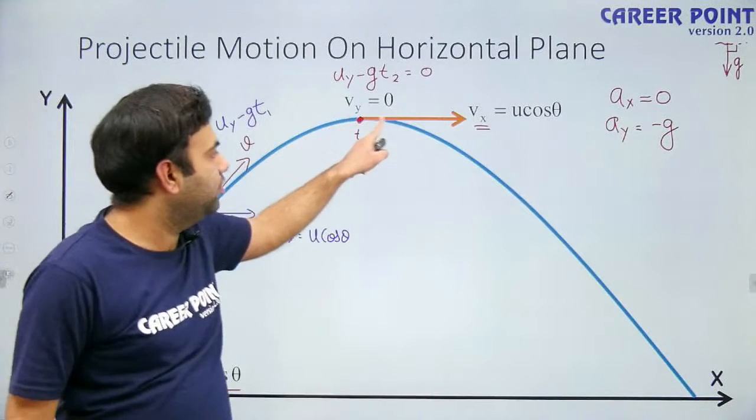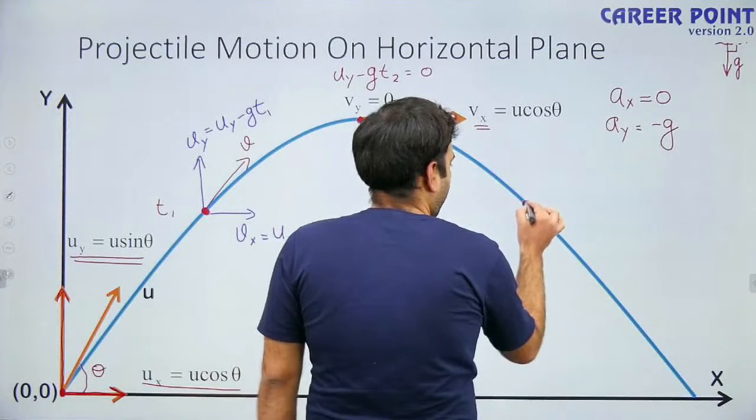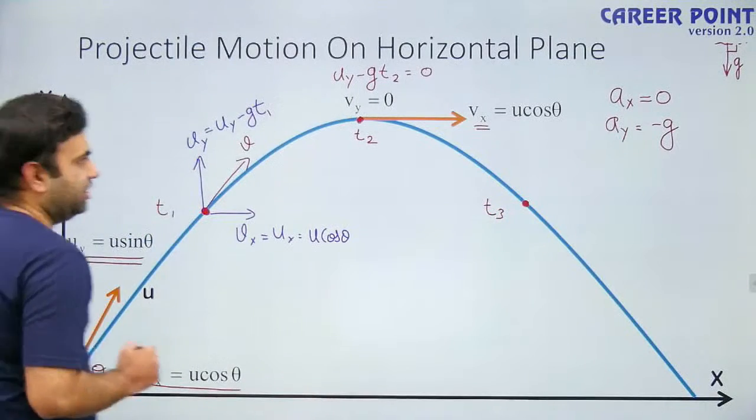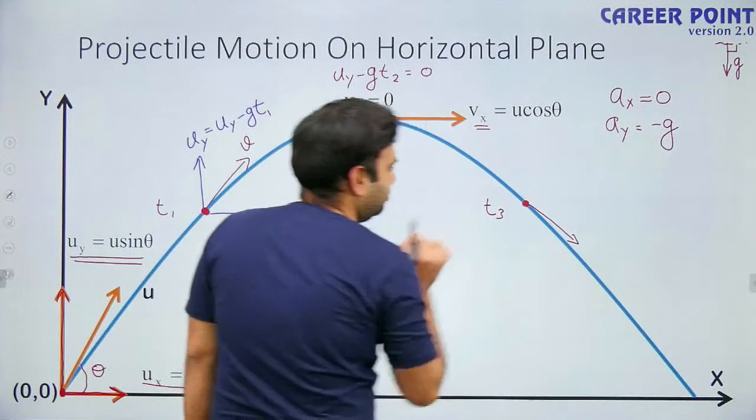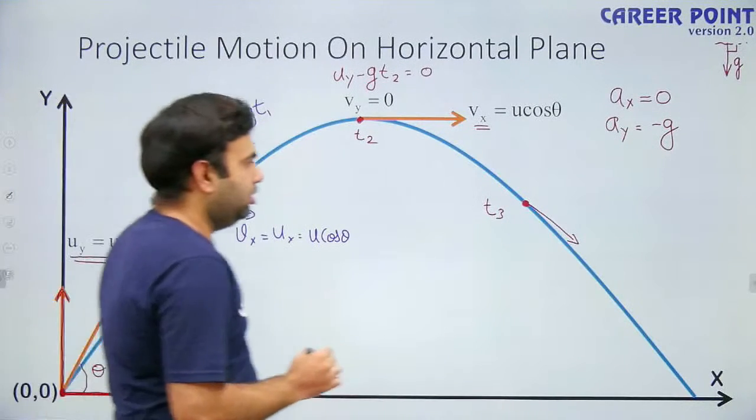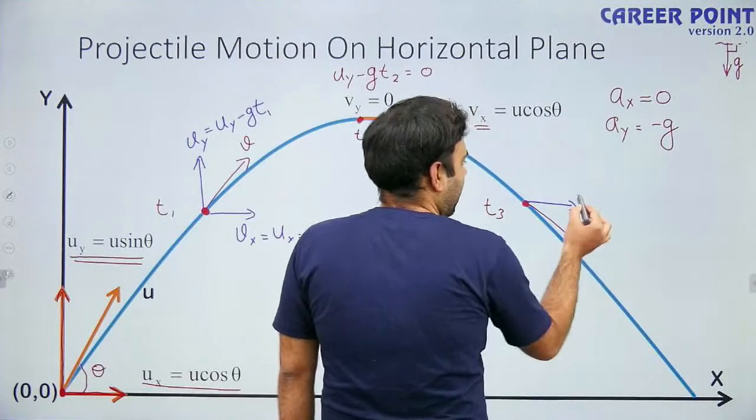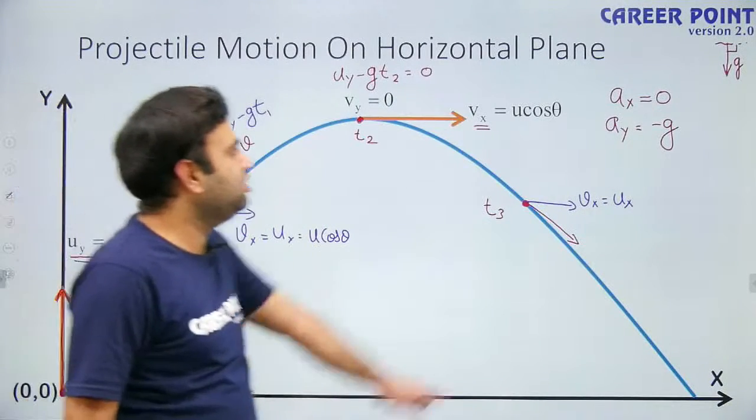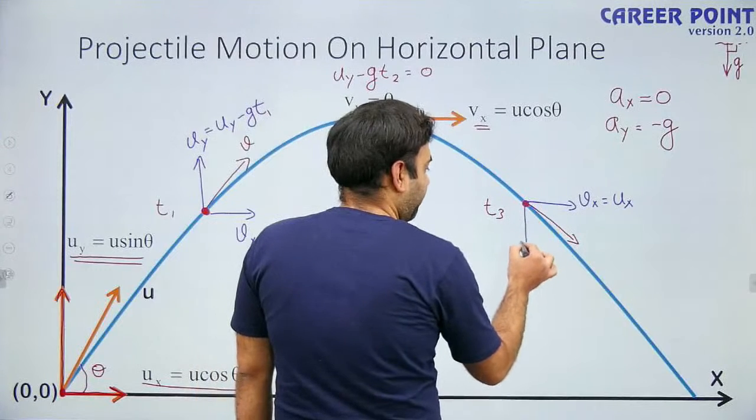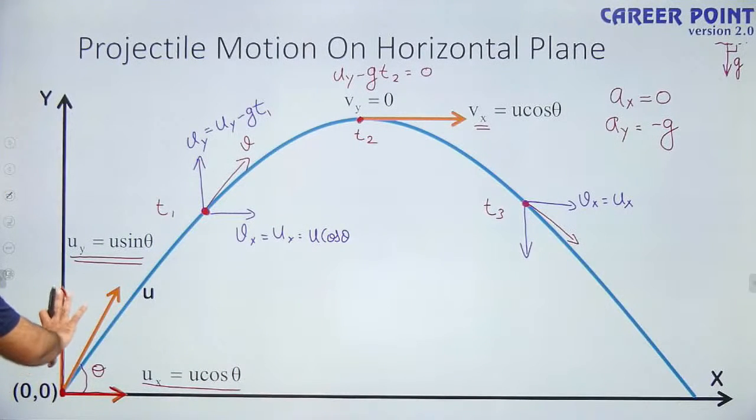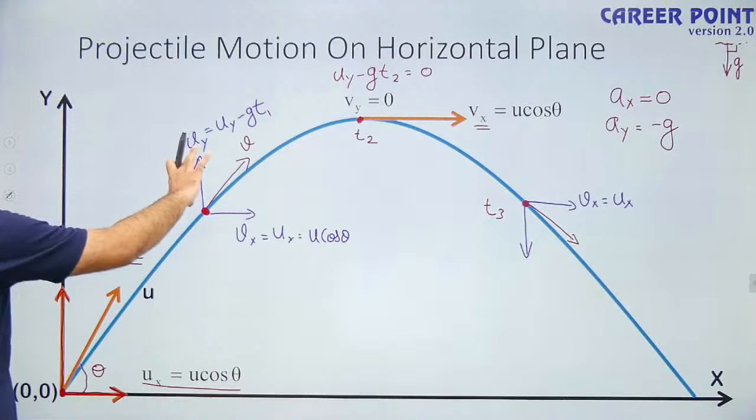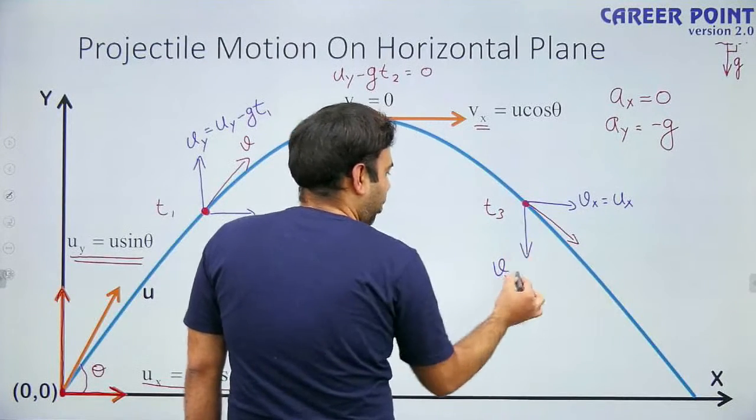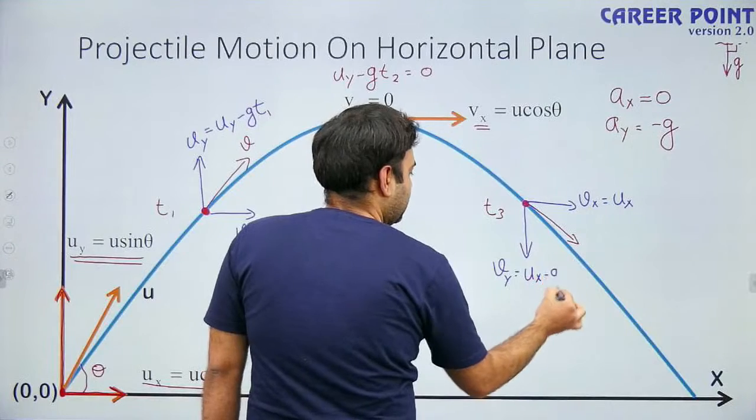Now if this particle moves forward, then suppose at this point when time is t3, its velocity is in this direction. The x component of velocity is equal to initial velocity in x direction, because there is no change in velocity in x direction, but the y component of velocity is continuously decreasing. Initially it was large, then it decreases, then it becomes 0. Now it is increasing in negative direction. So velocity in y direction at this point will be equal to uy minus g t3.